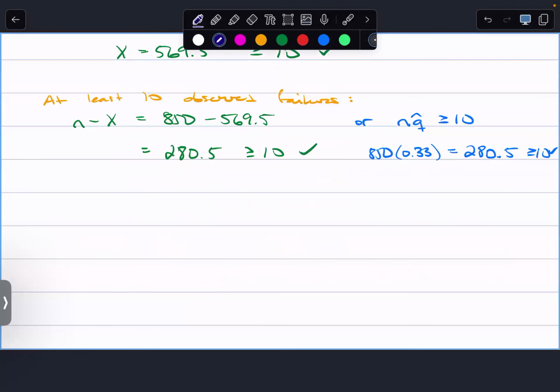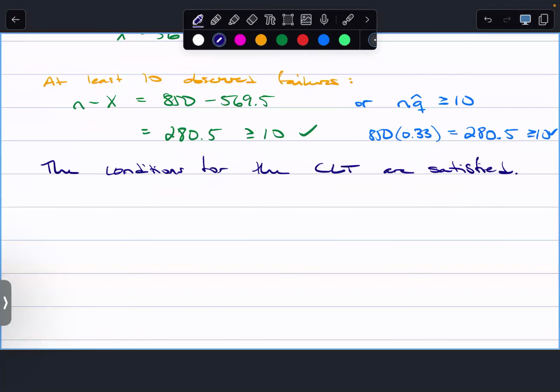So we can summarize by saying the conditions for the central limit theorem are satisfied, or something like that. And now we can proceed. So now we can make our confidence interval.